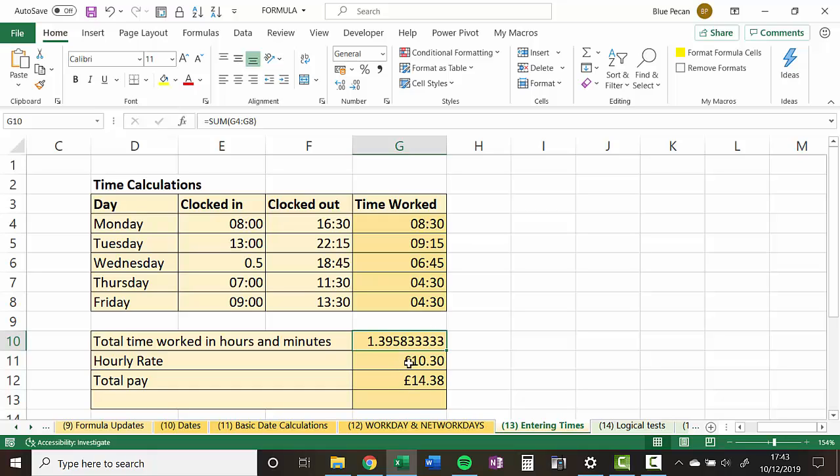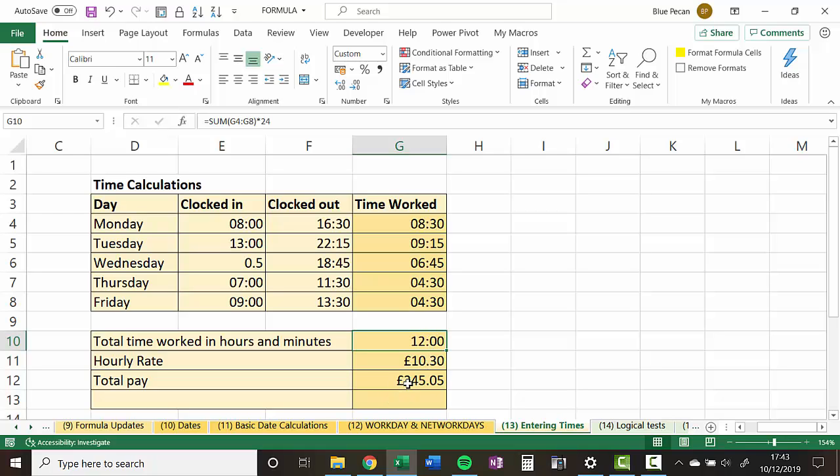Now, our rate is hourly, so we need to convert this to reflect that rate. If this was a day rate, this value would be fine, but no, this is an hourly rate. So, there are 24 hours in a day. So what we've got to do is multiply this by 24. So, I get a strange answer here.